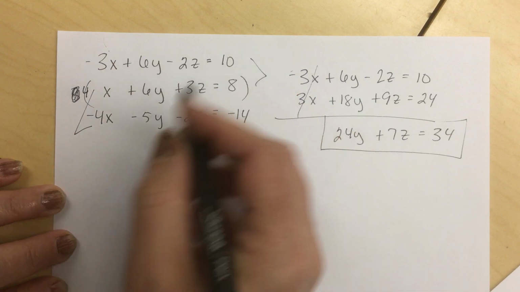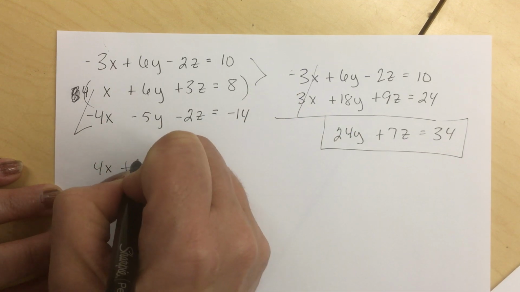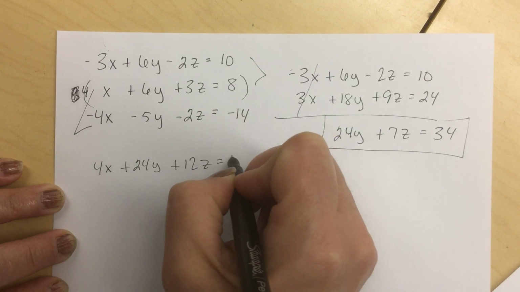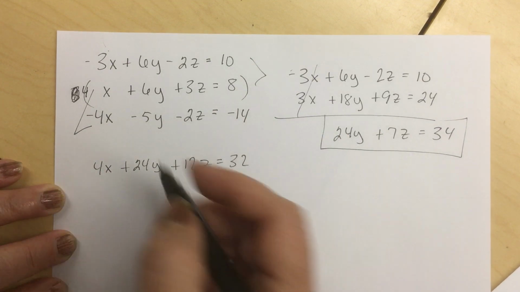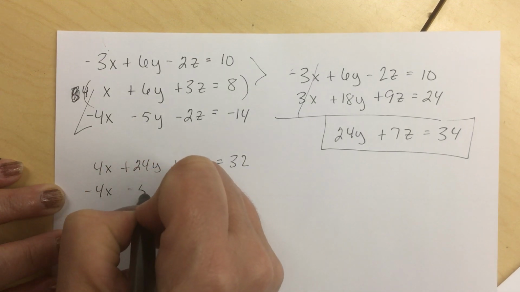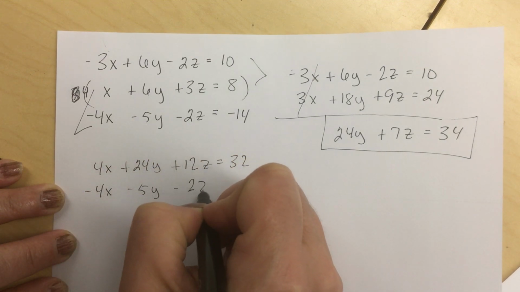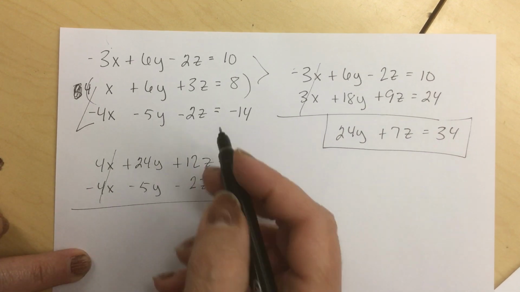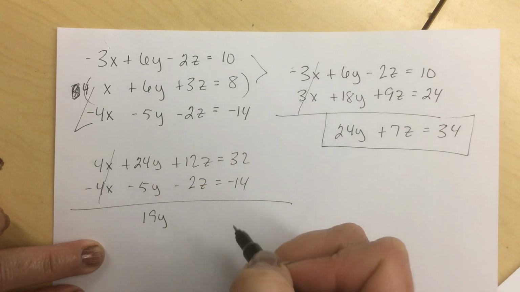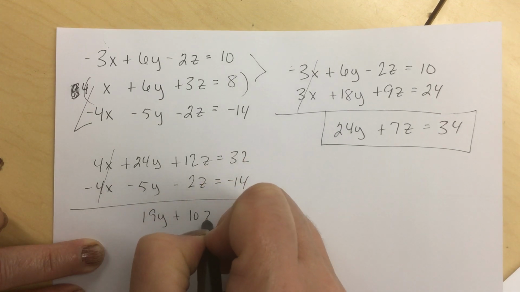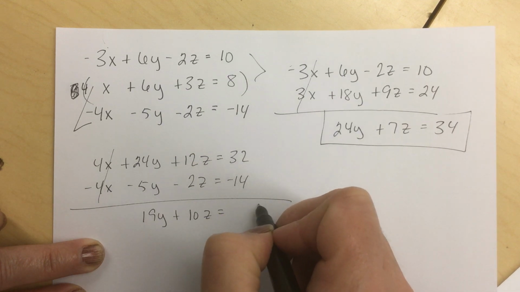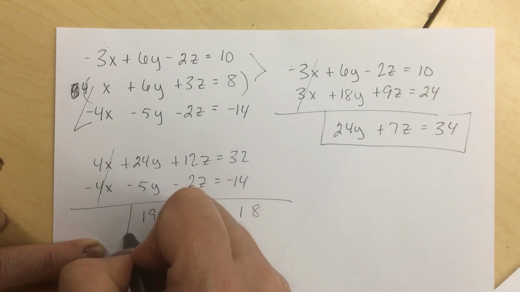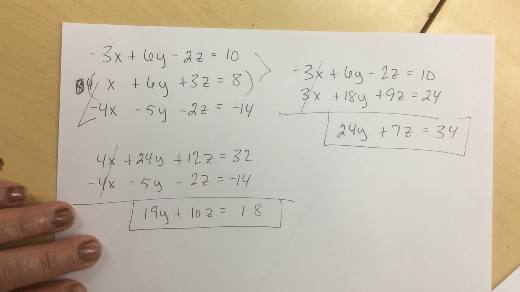So when I multiply this by 4, I get 4x plus 24y plus 12z equals 32. The bottom one stays the same, negative 4x minus 5y minus 2z equals negative 14. So my x's cancel. 24 minus 5 is 19y, then plus 10z equals 12 minus 4 is 8, 2 minus 1 is 1, so I have a positive 18. So there's my second equation with a y and a z in it.